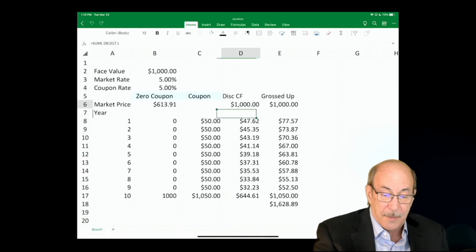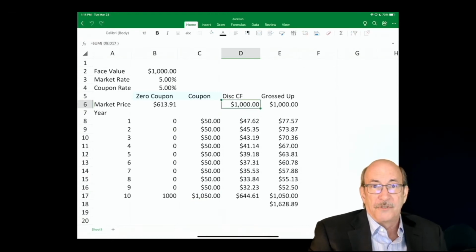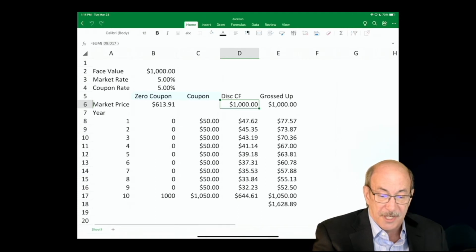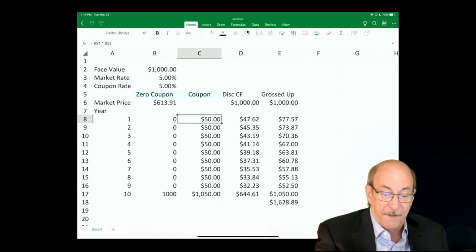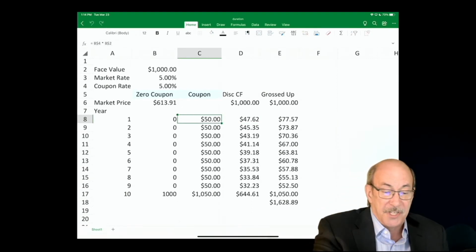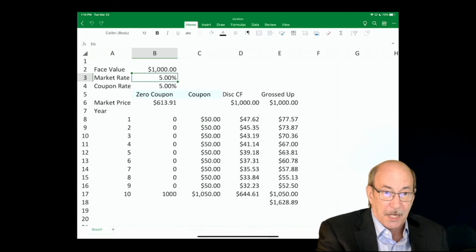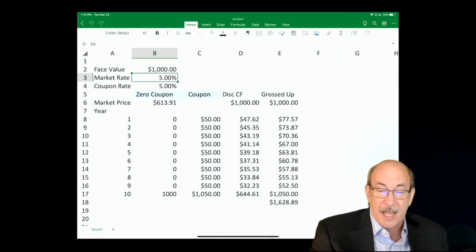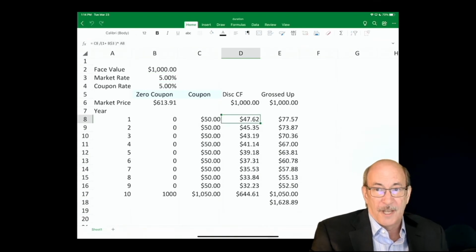Now, the typical discounting that you do in 312 or 316 is you discount each coupon payment. So notice here what I've done. I've taken that $50 that I receive 1 year from now, and I've discounted it at the market rate, 5% in this case. And so basically I have $50 divided by 1 plus 0.05 raised to the first power. And that gives me $47.62.